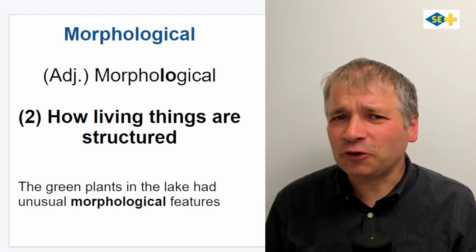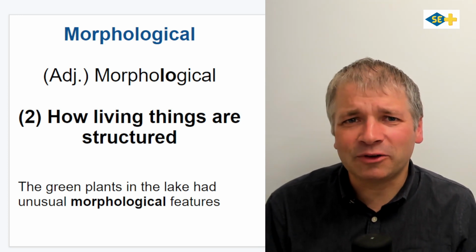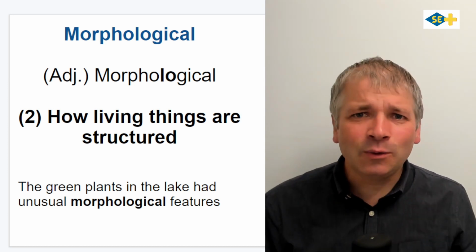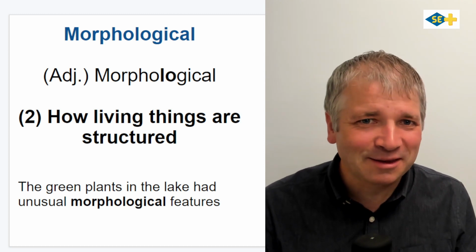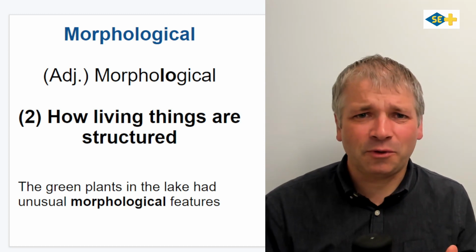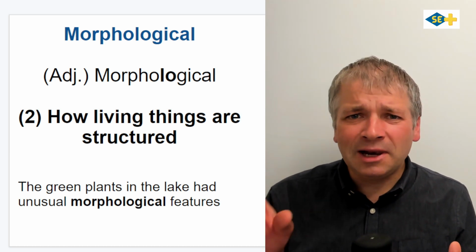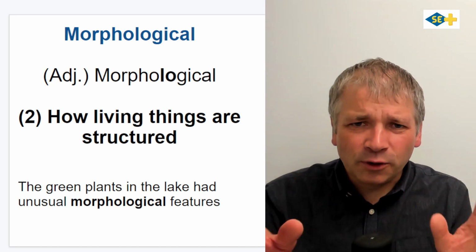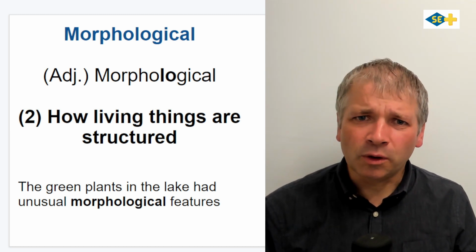So the word morphological is not just to do with language, it's really to do with structure, and we use it in language to look at the structure of words. So for example, does it have a prefix, a suffix? Where does the root come from? But we also use it for living things, plants, trees, animals. Morphological can describe all of those things.